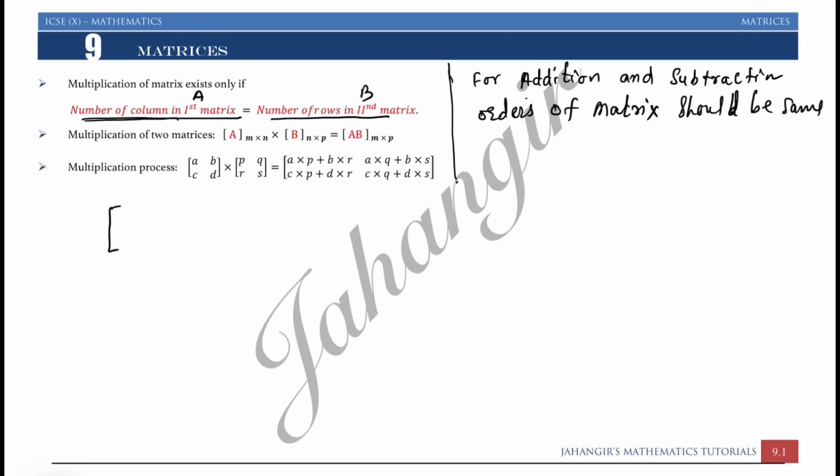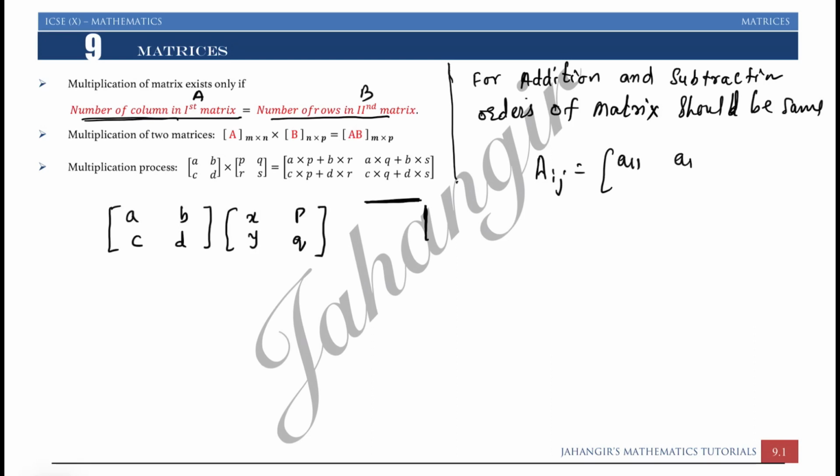To multiply two matrices, I will take one example like A, B, C, D. We will take a simple 2 by 2 matrix, X, Y, P, Q. Matrix multiplication is always done in this run and fall pattern. You know the standard form of a matrix is Aij, that is A11, A12, A21, A22. So what is A11? First row, first column.